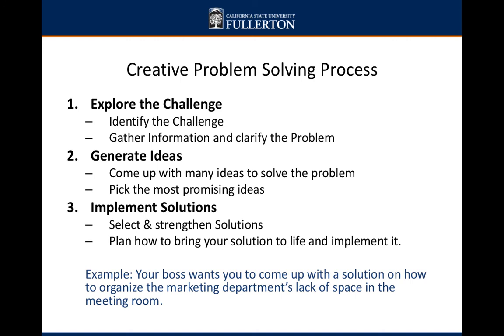And then number three, implement solutions. Select and strengthen solutions. Pick which one you want to move with. Now, the one you want to move forward with, how can you help strengthen the solution to make sure that it's going to work? That way you can make sure to maximize your potential of solving this problem. Plan how to bring your solution to life and then implement it. So implementing this creative problem solving process will help you really understand how to solve a problem in the workplace environment. So let's look at this example at the bottom.